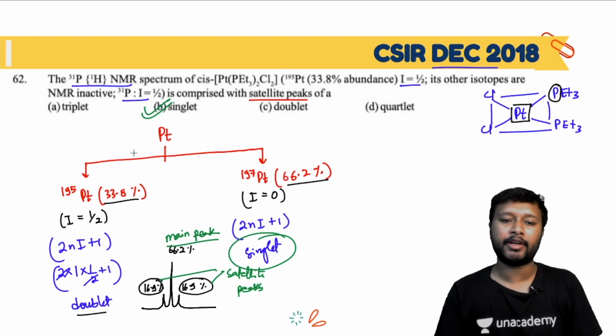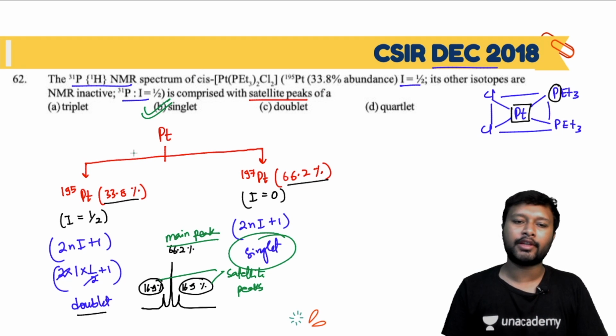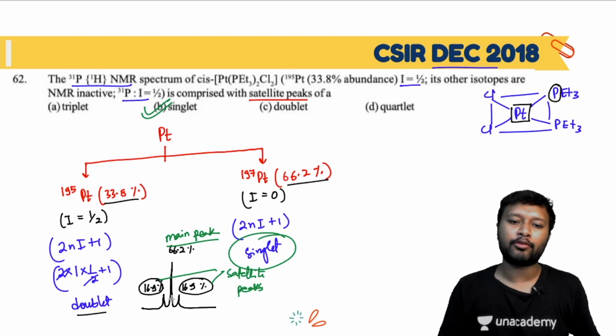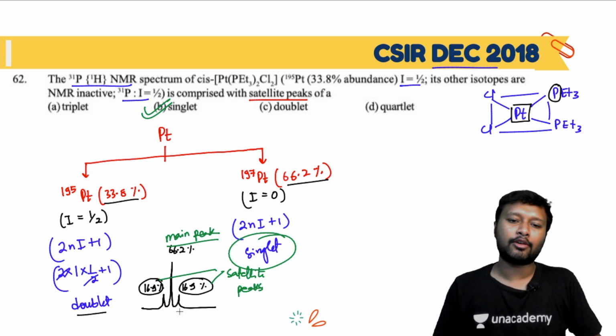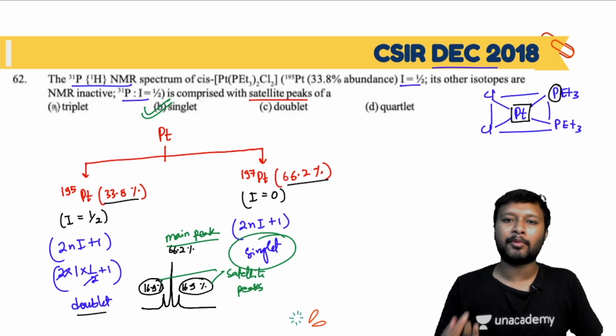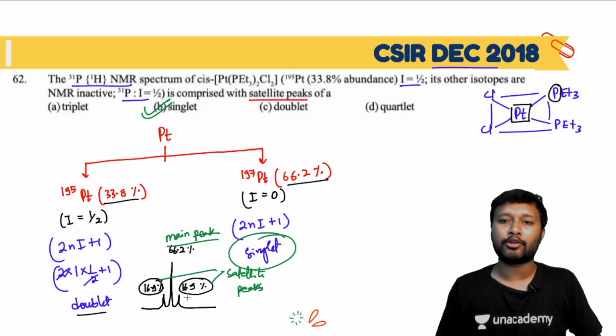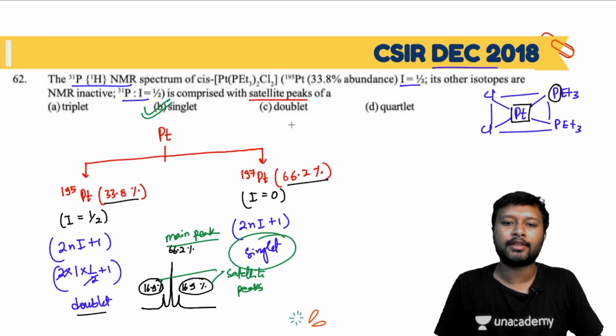Now look at what people did in the exam, or what the confusion in the question was. People tried to make the spectrum, and this is how the spectrum looked. They just thought, okay fine, we have got a triplet, the answer would be triplet. Or many people thought it's talking about the satellite peak, and the satellite peak is because of the doublet, so the answer is doublet.